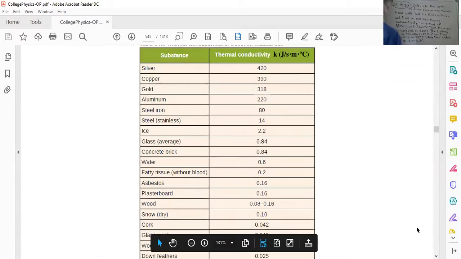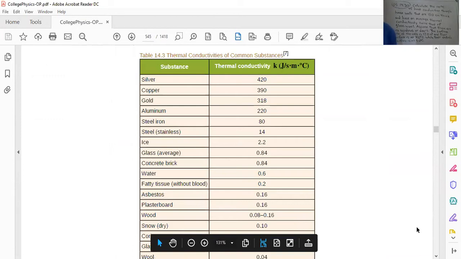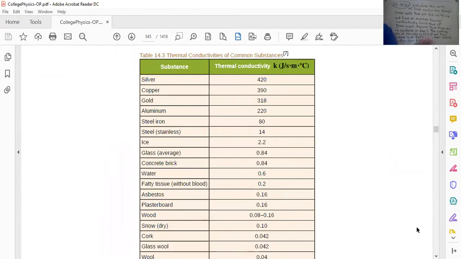So your book will have a similar type of table. All you do is you look at the substance and you look at the corresponding thermal conductivity. Again, it's K given as joules per second meter degree Celsius. I wrote watts per meter degree Celsius. You can think of it as officially joules per second meter degree Celsius. That's another way of expressing the thermal conductivity, all right? You can look at the equation to determine what the unit should be. So you have various thermal conductivities.